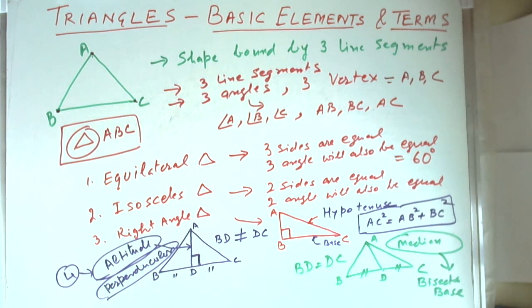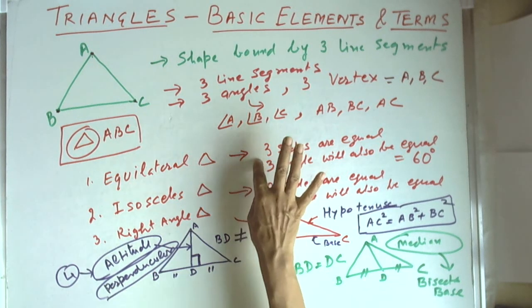So what have we learned? First we learned what a triangle is. A triangle has three line segments, three angles and three vertices, and the sum of all three angles of any triangle is equal to 180 degrees. Then we learned that if all three sides of a triangle are equal, it is called an equilateral triangle, and for an equilateral triangle, all three angles will also be equal.